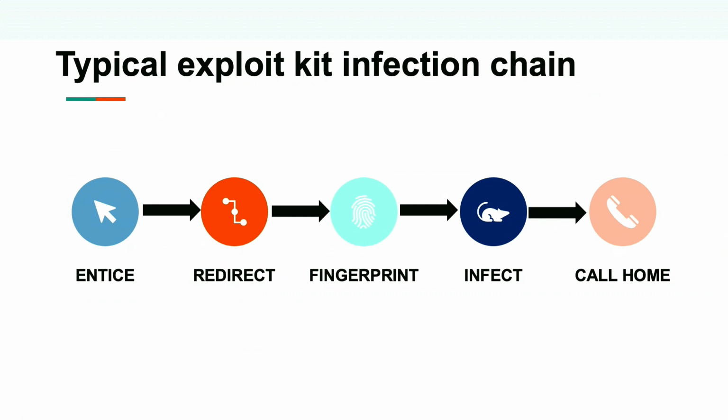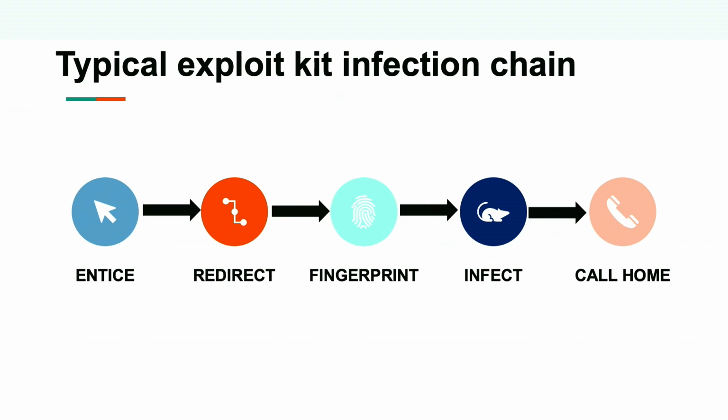Once these toolkits are deployed in the wild, here is how they are going to infect victims. This is a typical exploit kit infection chain, which usually begins with an enticement stage that leverages social engineering or typical drive-by download vectors. Then the victim is silently redirected behind the scenes by taking advantage of traffic direction systems, so that the redirection conceals the footprint of the attack.